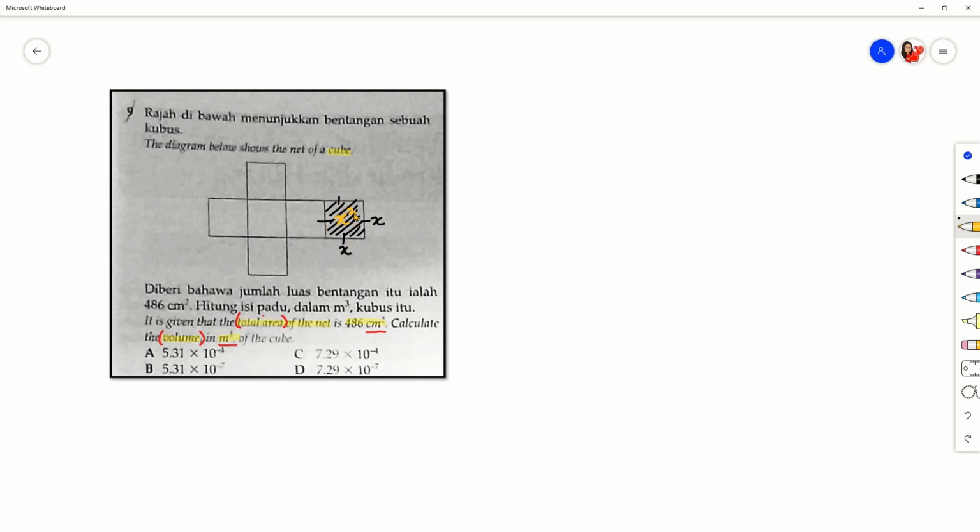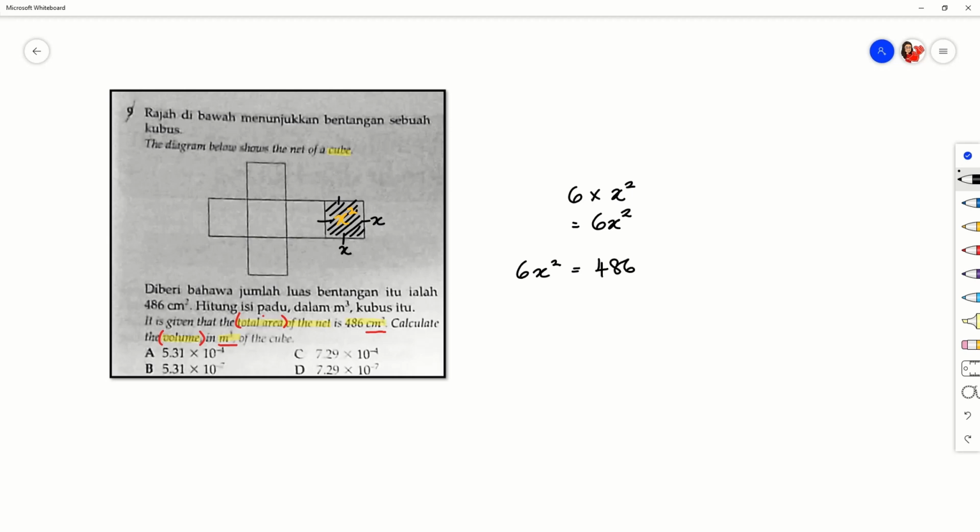And we know that the net drawing of a cube consists of 1, 2, 3, 4, 5, 6 squares in total. That means I would have to take 6 and multiply with x squared to get a formula for the total net area of the cube, which is 6x squared. The value is given to us as 486. So we want to link these two together. I'm going to create an equation where 6x squared equals 486.